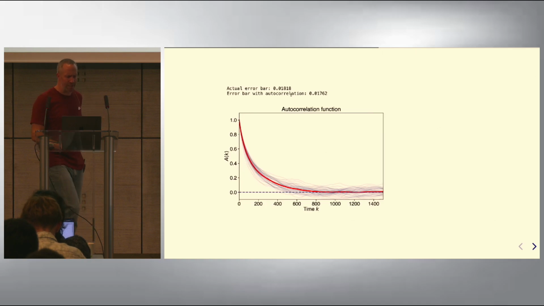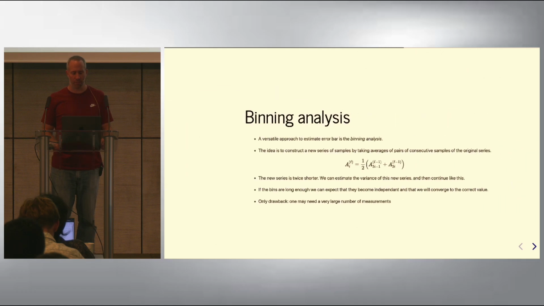And you see, the actual error bar is this 0.018. If you correct by using the autocorrelation time from the autocorrelation function, you see that now your estimate of the error bar is much more reliable and actually very close to the correct one. Okay? That's one way. Computing these autocorrelation functions may be a bit cumbersome.